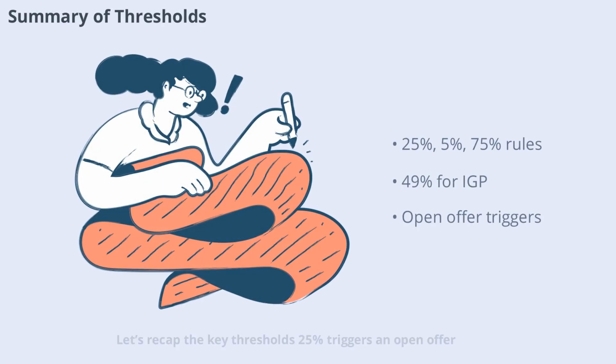Let's recap the key thresholds. 25% triggers an open offer, 5% is the annual creeping limit, and 75% is the maximum non-public shareholding. For Innovators Growth Platform companies, the initial trigger is 49%. Each threshold is designed to balance the interests of acquirers and public shareholders, ensuring that significant changes in ownership or control are always accompanied by an open offer. This summary provides a quick reference for anyone navigating the SEBI Takeover Code.